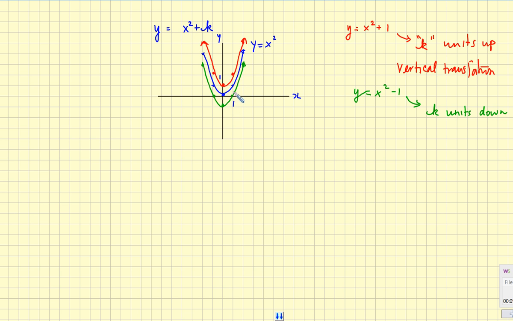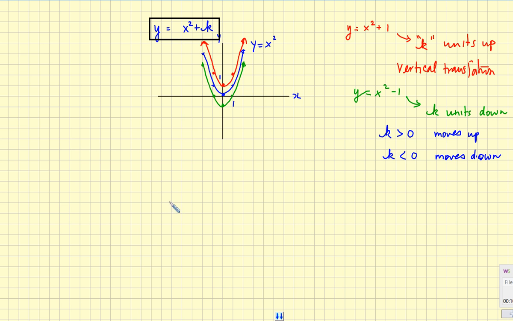All right. So when I'm looking at my parabola, the x squared, and I have a plus k or a minus k, that means it's a vertical shift up or down. So if my value of k is greater than 0, it moves up. And if my value of k is less than 0, it moves down. Okay, so that was the first thing that we looked at in the investigation, in the x squared plus k.